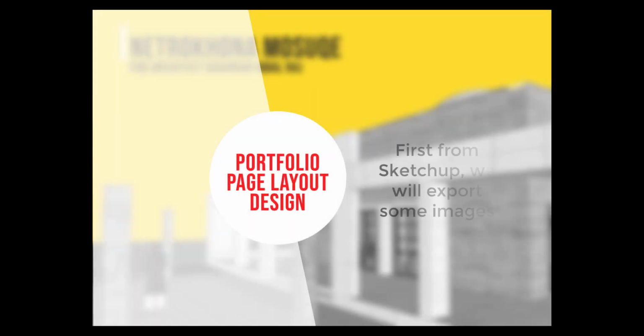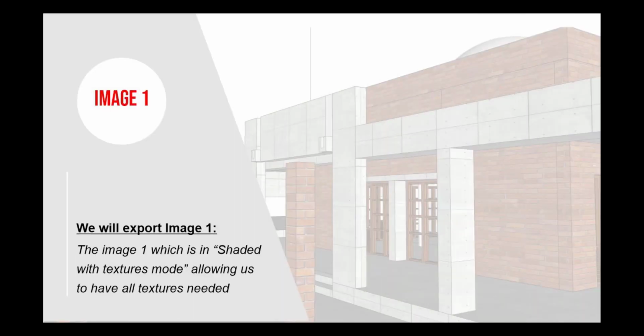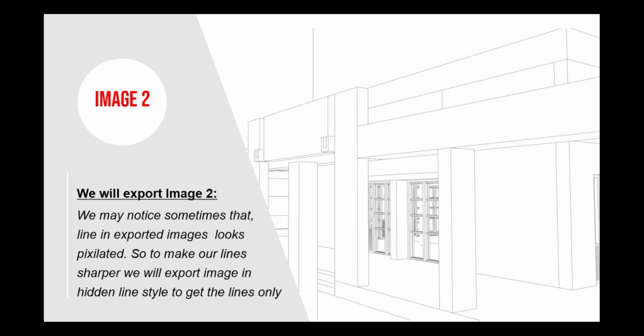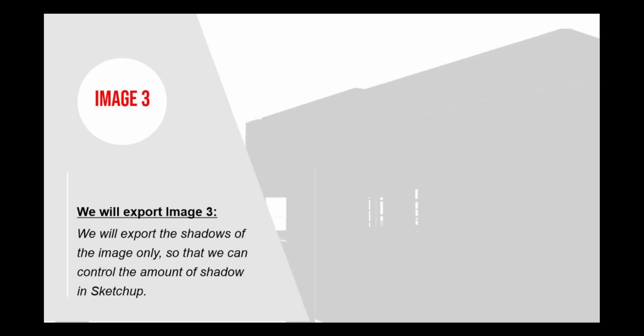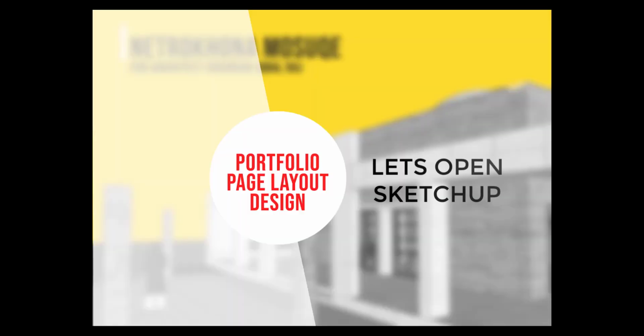From Sketchup, we will be exporting these three images. Image 1 will give us our textures. Image 2 will give us sharp lines. And image 3 will allow us to play with shadow depth. Let's open SketchUp.